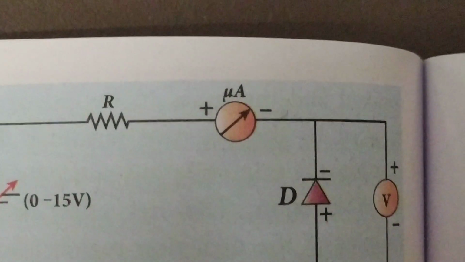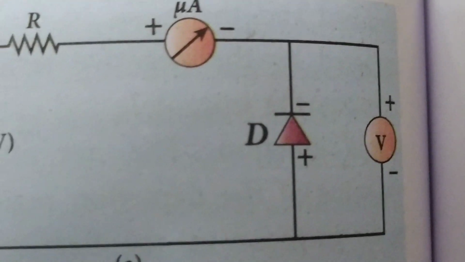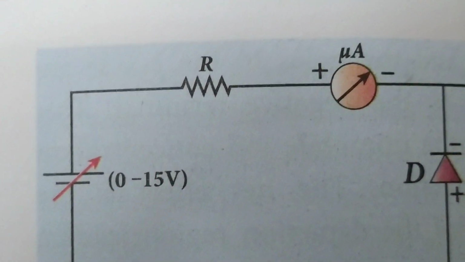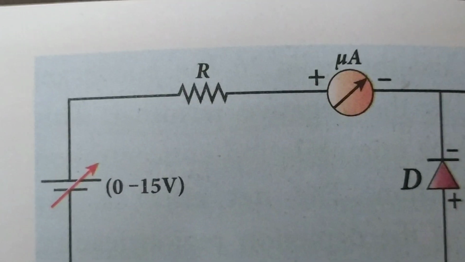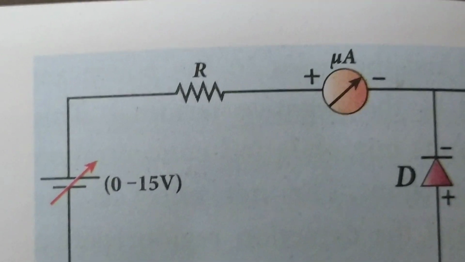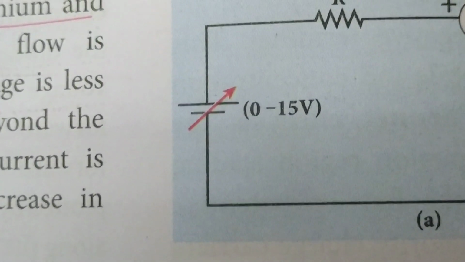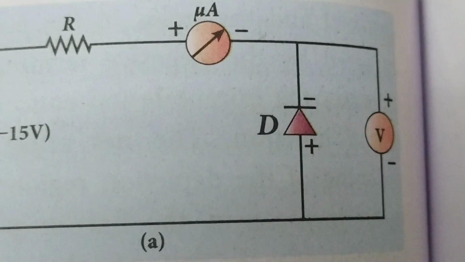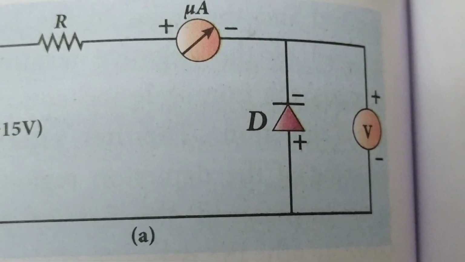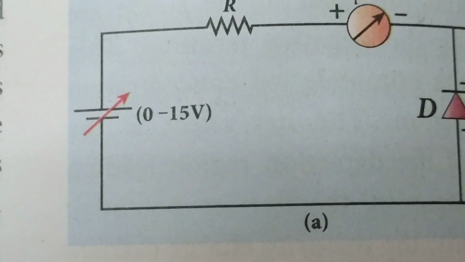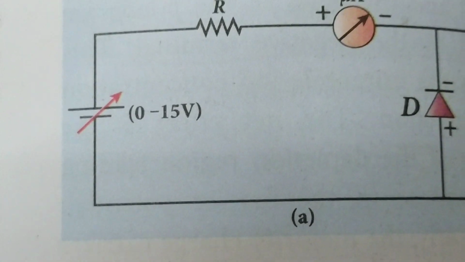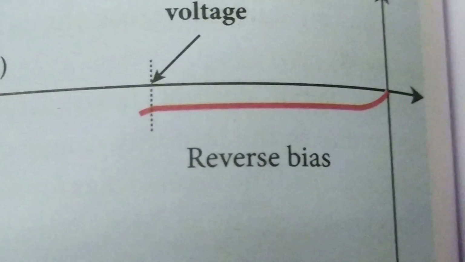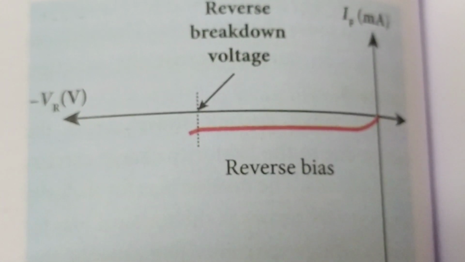When you see this diagram, the diode polarities are changed, and this is the microammeter because we are going to measure only a very small current. So the milliammeter is replaced by a microammeter, and this is a variable voltage of 0 to 15 volts. A voltmeter is connected across the diode to read the voltage. Usually the voltage is raised from 0 step by step, and we measure the current according to this voltage.